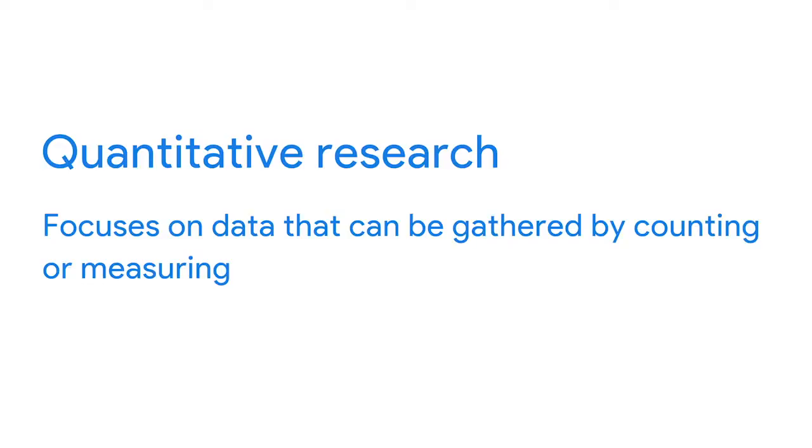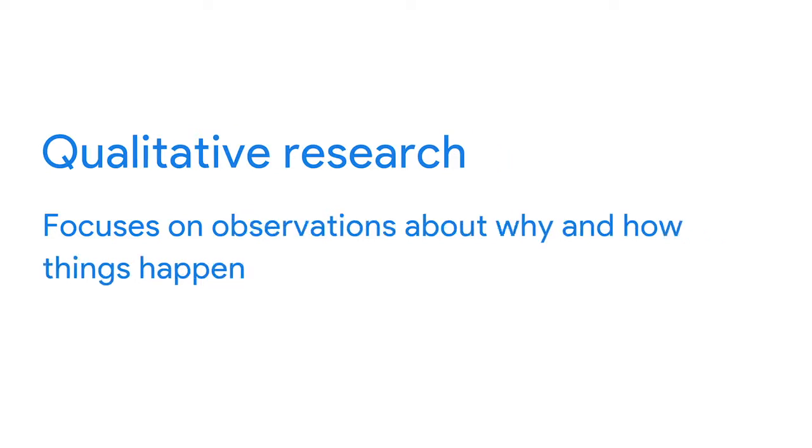One last thing to keep in mind about research questions. The way you write research questions will determine whether your research method should be quantitative or qualitative. You might remember that we talked about quantitative and qualitative research in an earlier video. Quantitative research focuses on data that can be gathered by counting or measuring. Think numbers. Qualitative research focuses on observations about why and how things happen. Think written descriptions. Let's revisit the example from our dog walking app.